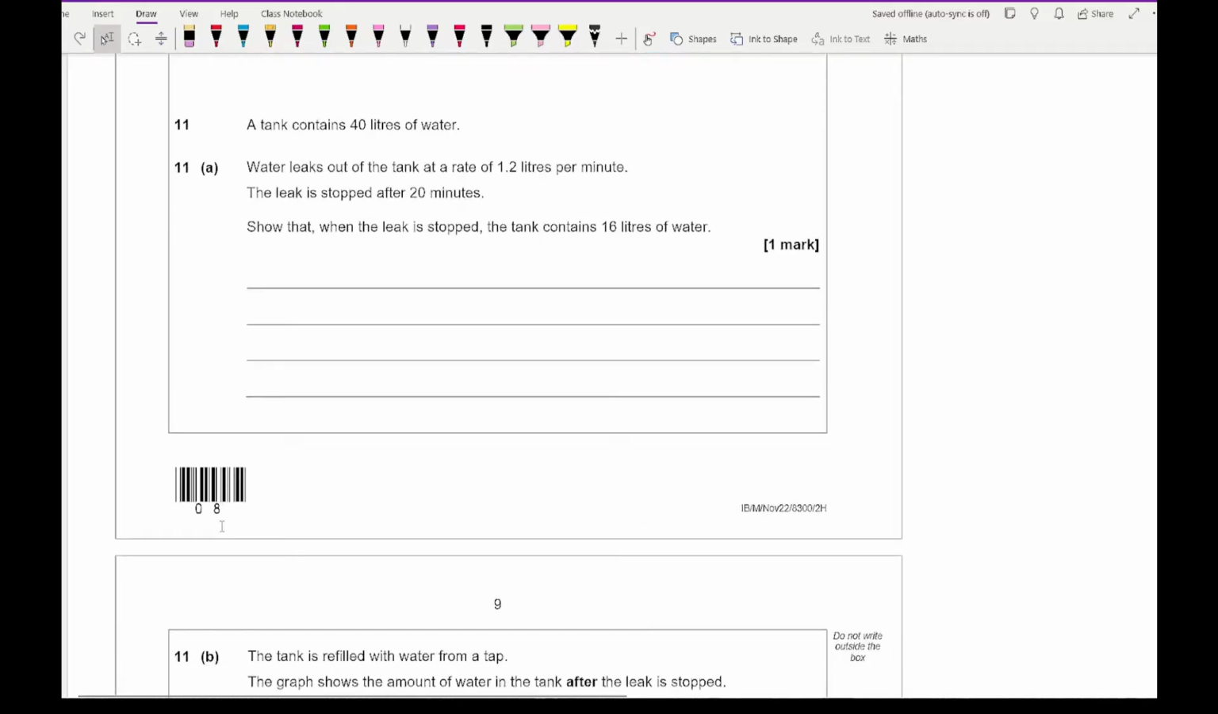Then for 11a, it says that a tank contains 40 litres of water. Water leaks from the tank at a rate of 1.2 litres per minute. The leak is stopped after 20 minutes. Show that when the leak is stopped, the tank contains 16 litres of water. So for this, all we need to do is just do 1.2 multiplied by the time, which is 20. If I type that into my calculator, I get 24, and then I subtract that from the total, so it's 40 take away 24, which equals 16, which is what they wanted me to show.